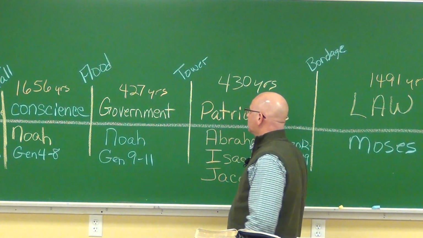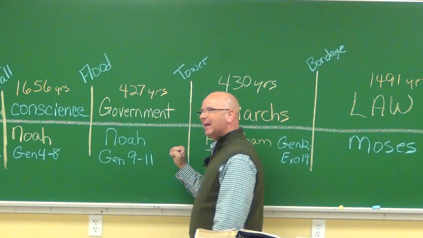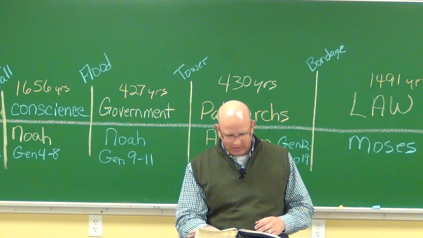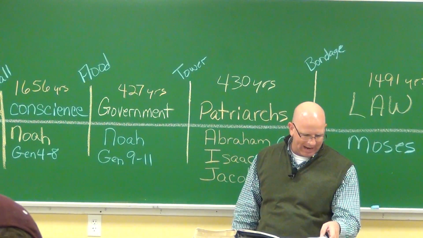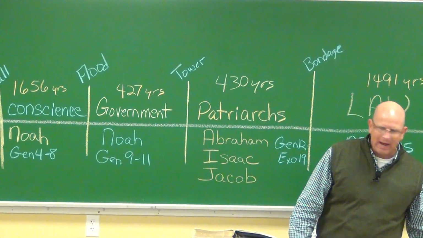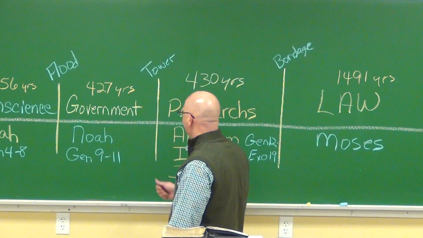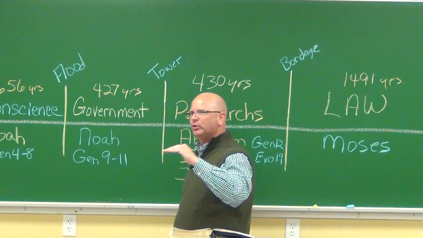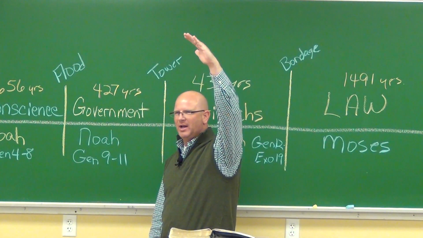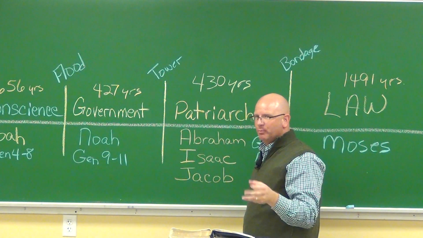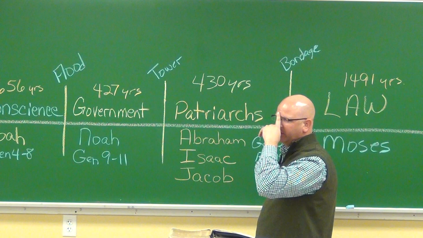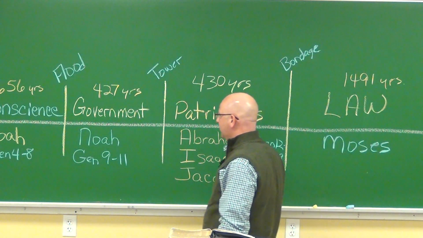Then, in Genesis chapter number 11, here's what we have, the Tower of Babel. What happens in Genesis chapter number 11 is man wants to build a tower all the way up to God. Now, I find this story very interesting and very humorous. A lot of people don't think God's got a sense of humor, but He really does.